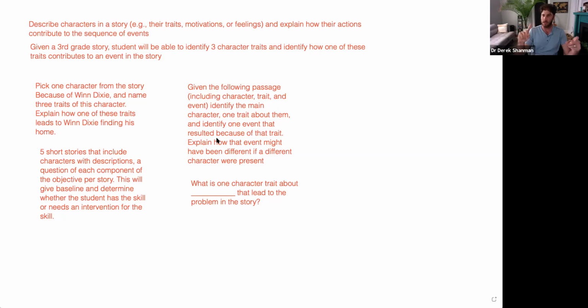All right, now here is how I am testing for understanding. Can they identify a character? Can they identify a trait? Can they identify how traits and events are related? But that might just be transcribing things that I see in the passage, right? And Allison, we talked about higher level, lower level before. To me, that's the lower level.